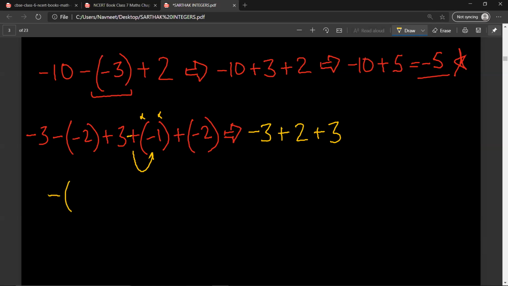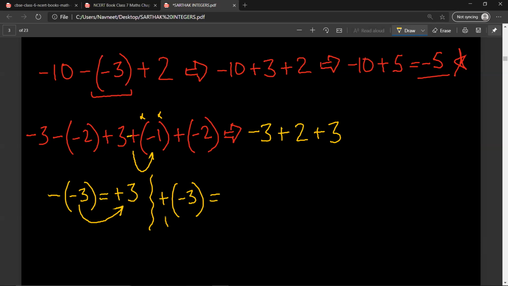For example, if there is a minus outside, the sign of the number inside will change. But if there is a positive outside, then the sign of the number inside doesn't change. Have you understood? Yes, sir.